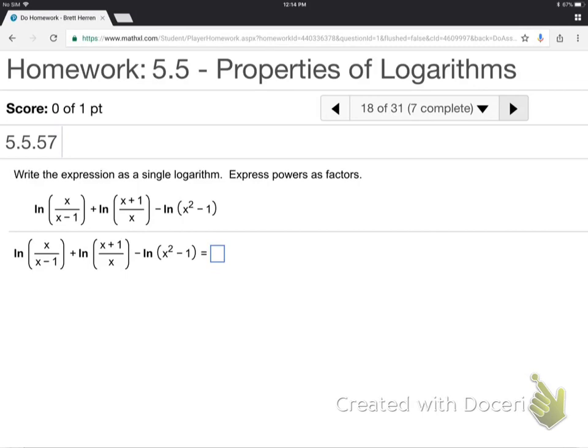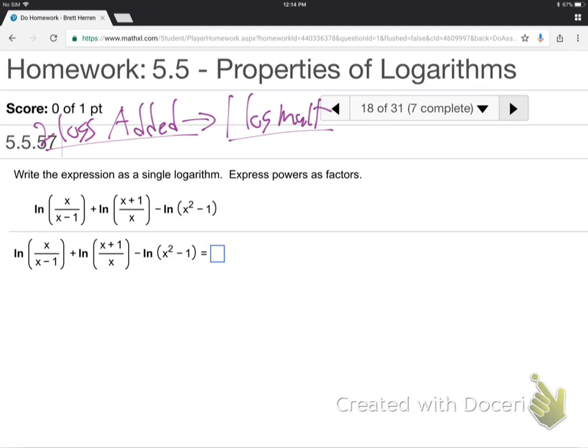All right, so, yeah. What's the best way to do this? Basically, 2 logs added becomes 1 log multiplied, right? That's what property 1 says. 2 logs with the easy operation of adding becomes 1 log multiplied. 2 logs subtracted becomes 1 log with dividing, right? And dividing means denominator, doesn't it? So let me just try to say those properties another way to make it more clear.